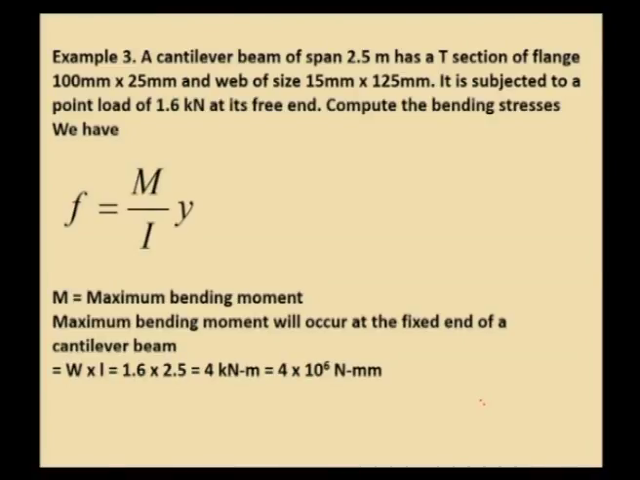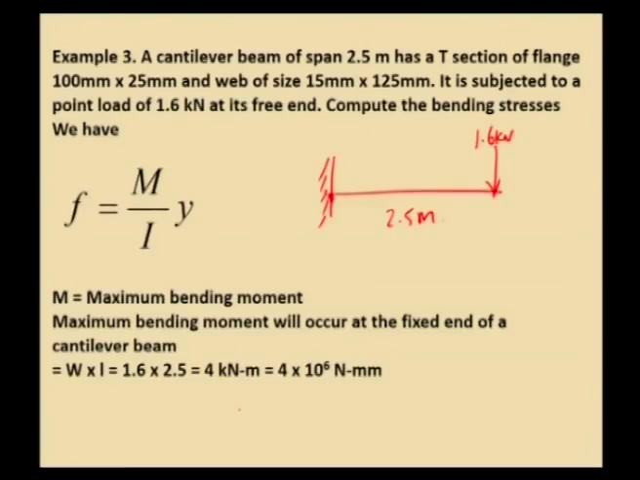So, the bending stress equation is given by f is equal to M by I into y, where M is the maximum bending moment. So, we have been given a cantilever beam, subjected to a point load of 1.6 kilonewton at its free end. The span is 2.5 meters. As a first step we will compute the maximum bending moment. Maximum bending moment will occur at the fixed end and its value will be equal to load into distance, that is 1.6 into 2.5, which will be 4 kilonewton meter, that is to be expressed in Newton millimeters. So, it is equal to 4 into 10 power 6 Newton millimeter.